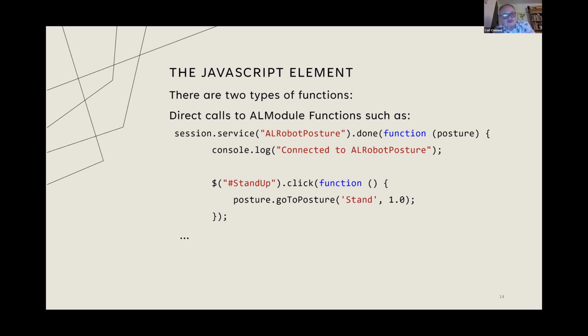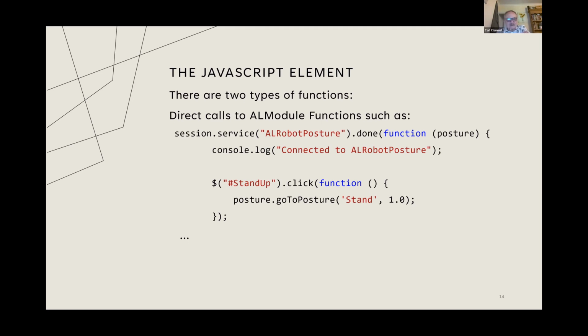So here you can see that using the session that we created originally, I create a reference to the AL robot posture module, and that happens to be called posture. For those of you who are not familiar with jQuery, where it says $ open bracket hash stand up close bracket, that's basically identifying an element in our HTML file that has an ID called stand up.